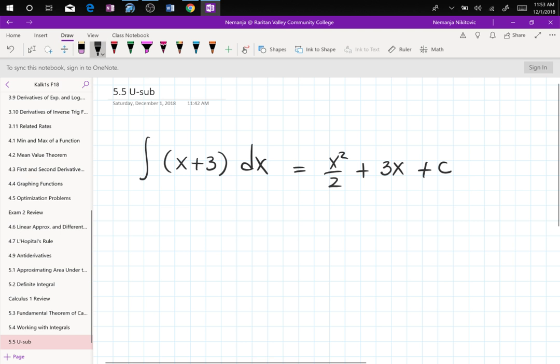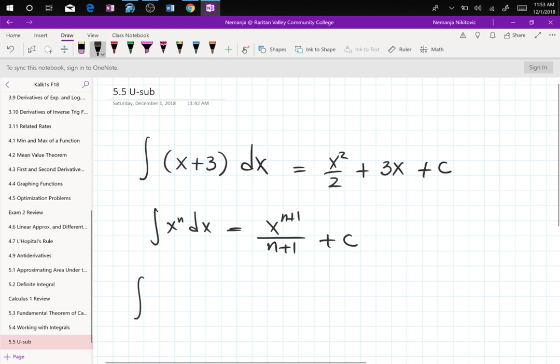So for this particular integration, we use the formula, which was x to the n plus 1 over n plus 1 plus c. So this was something that we did in 4.9. We haven't learned anything new now.